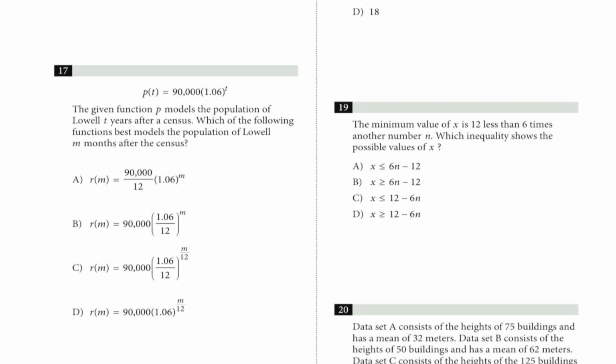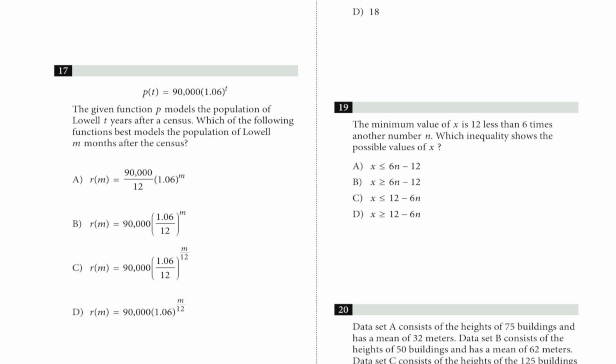All right, number 17. It says the given function P models the population of Lowell T years after a census. Which of the following functions best models the population of Lowell M months after the census? So right now they're showing us this expression in terms of T number of years. They just want to express this in terms of M number of months.